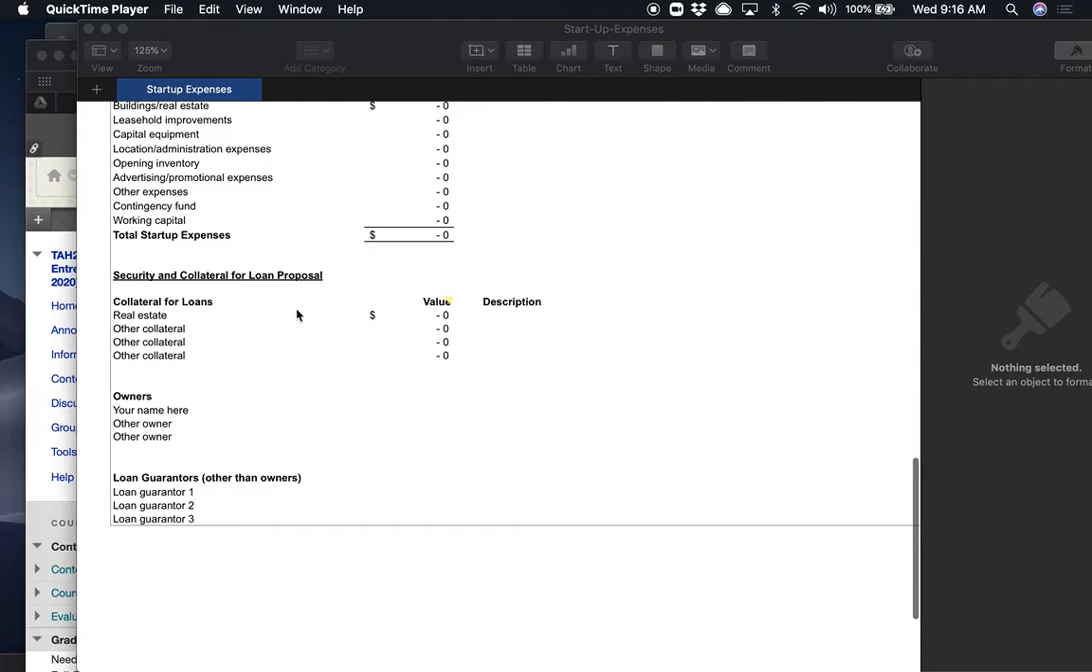And again, this area for most students especially is going to be blank because you want to make sure you're not spending a lot of money up front to get the business going.